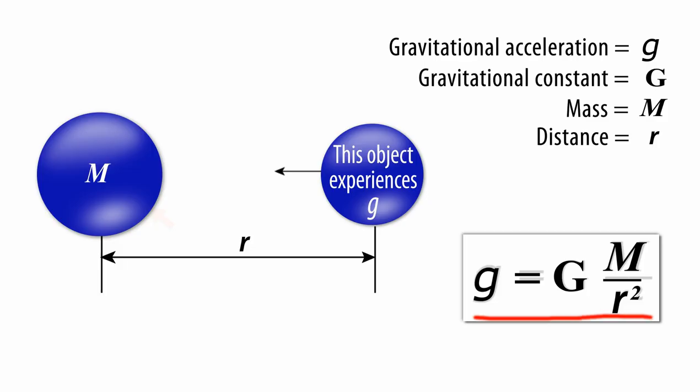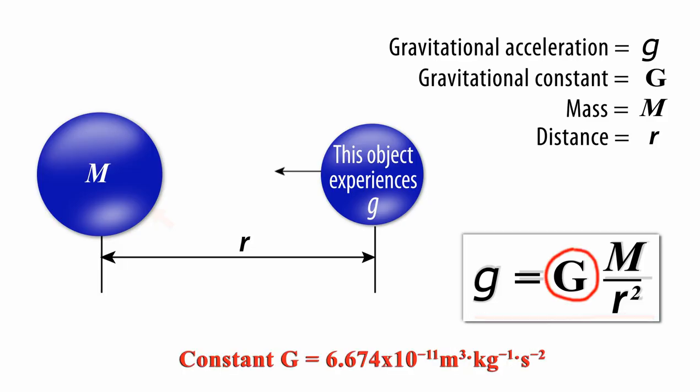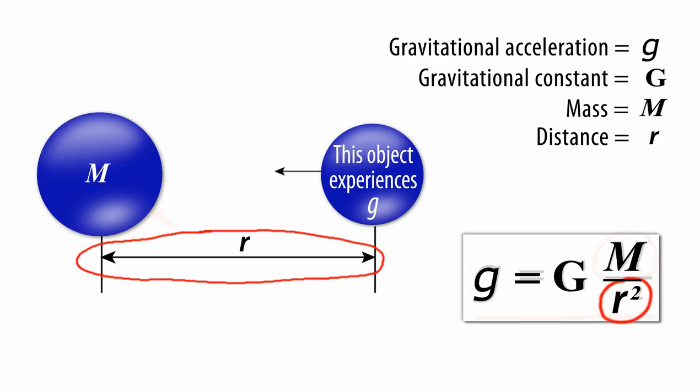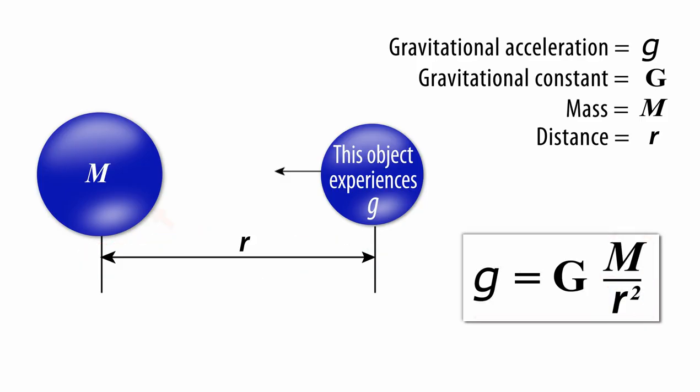Let's read this equation. Big G is a universal constant that is the same everywhere. M is the mass producing the gravitational attraction. R is the distance between that mass and the object experiencing the acceleration small g.